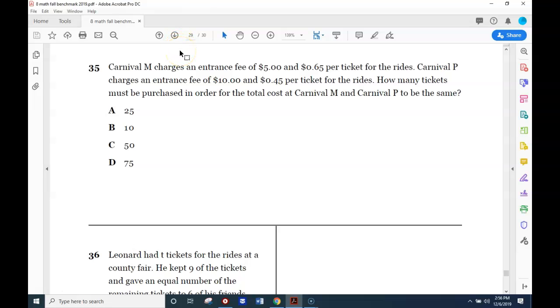Number 35. Carnival M charges an entrance fee of $5 and 65 cents per ticket for the rides. Carnival P charges an entrance fee of $10 and 45 cents per ticket for the rides. How many tickets must be purchased in order for the total cost at Carnival M and Carnival P to be the same? A, 25. B, 10. C, 50. D, 75.